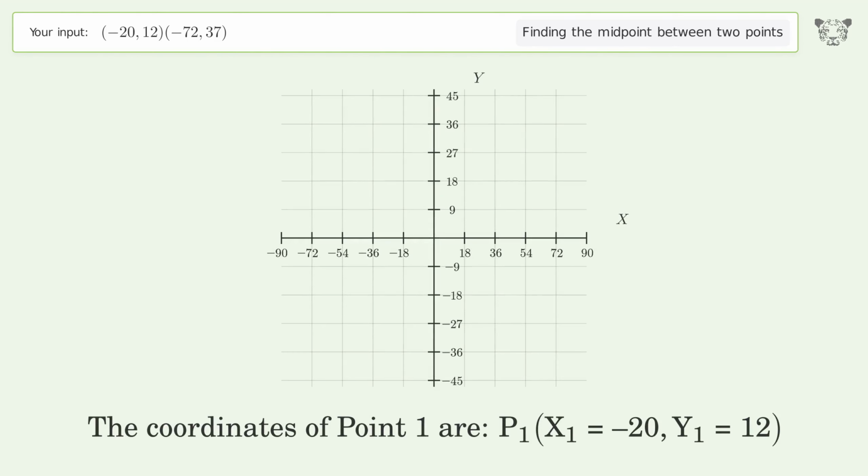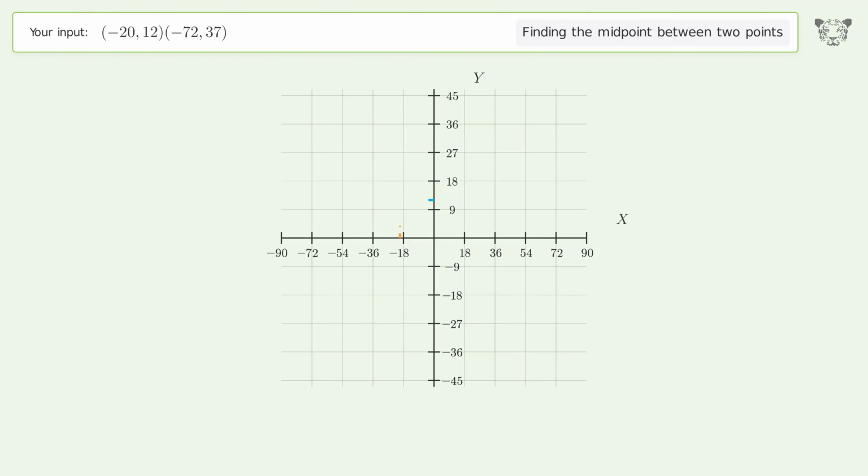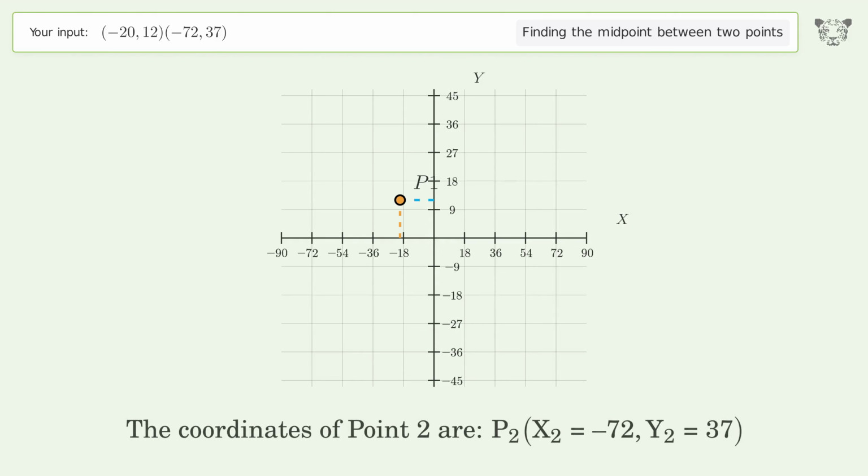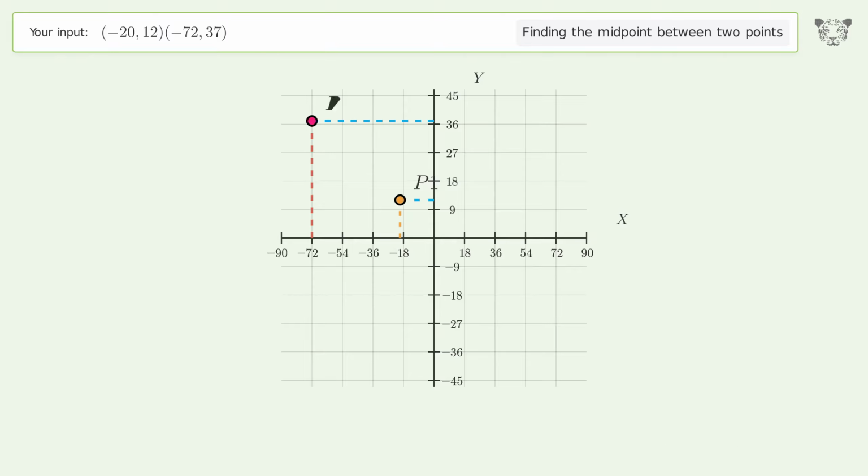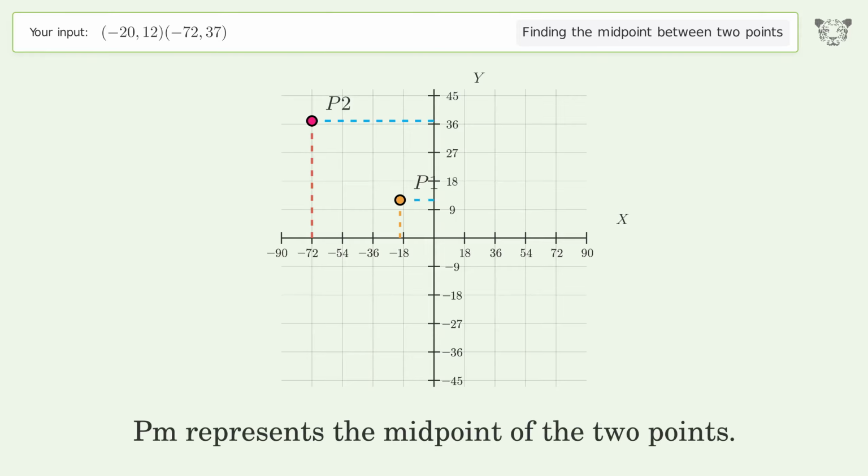The coordinates of point 1 are x1 equals negative 20, y1 equals 12. The coordinates of point 2 are x2 equals negative 72, y2 equals 37. PM represents the midpoint of the 2 points.